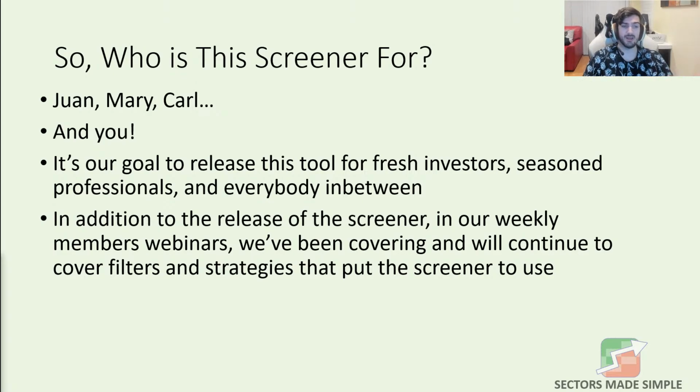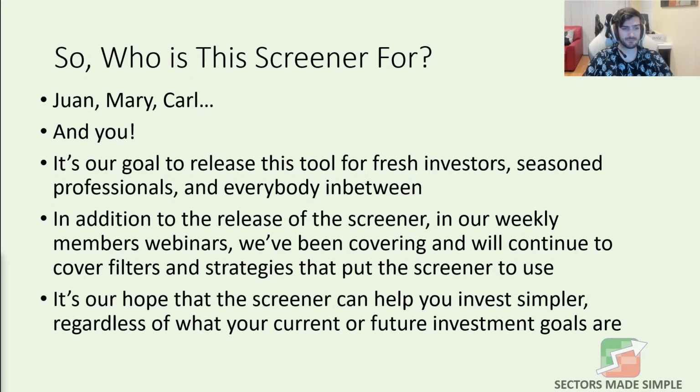Then, again, if you don't care about that, you just want simple strategies to use, we've got some already. We're working on some new ones that use this screener. If you already know what you're doing, you just want the tools, great. The tools are there, they're ready to use, and we're always looking for feedback and more ways that these tools can help everyone, new, learning, and professionals alike. So it is our hope that this screener can help you invest simpler, regardless of who you are.